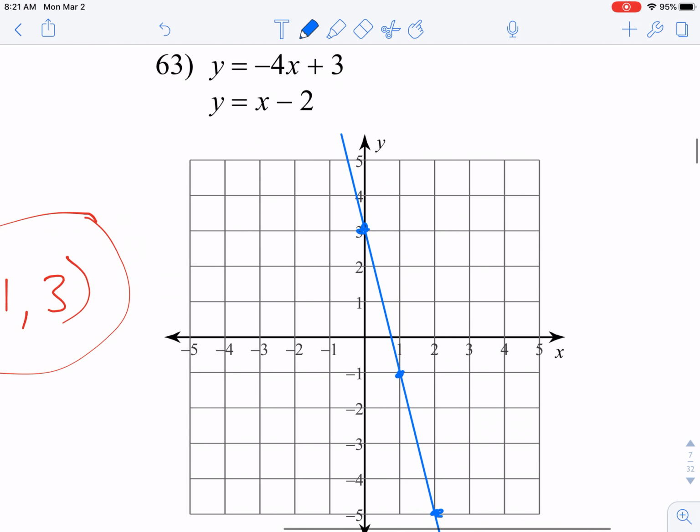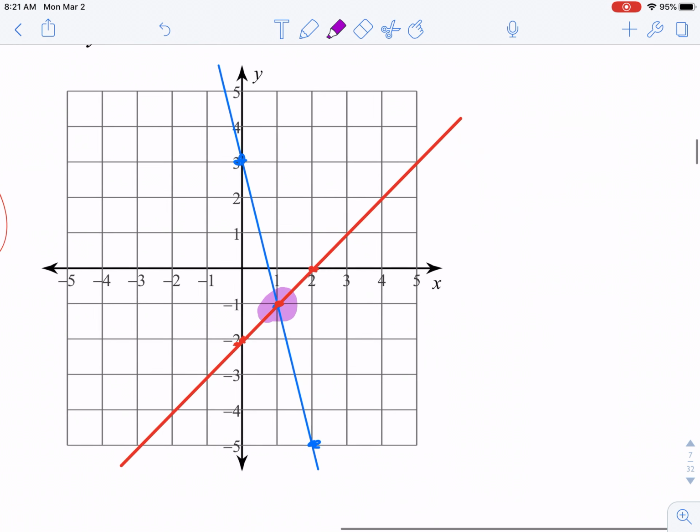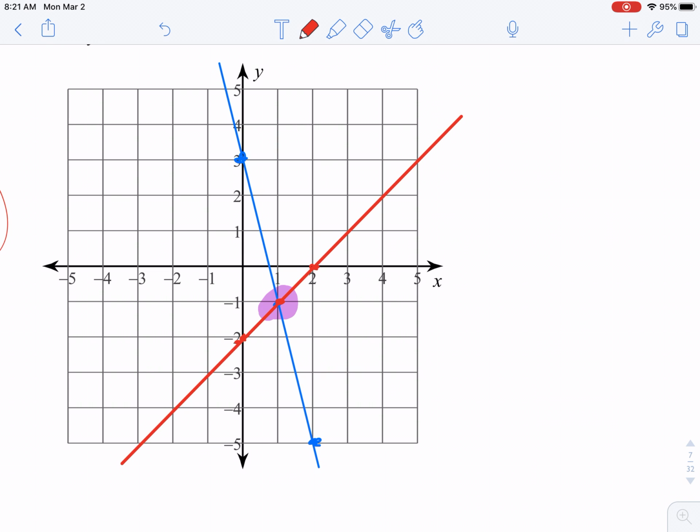We're going to do the second equation in red. And so we got negative 2 is where we start at. Up 1 over 1. Up 1 over 1. In this particular case, they cross only one time. It happens to be right here. That is the solution to your graph. It's going to be positive 1, negative 1.